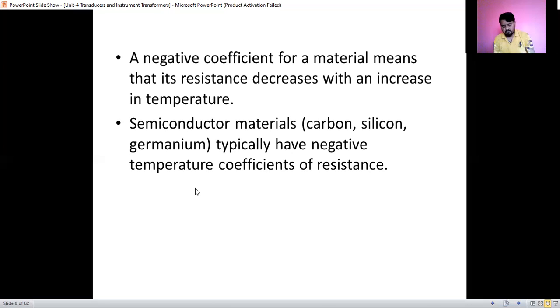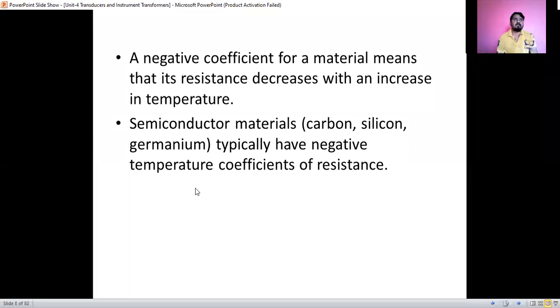Anyone who has a doubt can ask. Any doubts? No, sir. It completes the resistance temperature coefficient. No doubts. Okay.